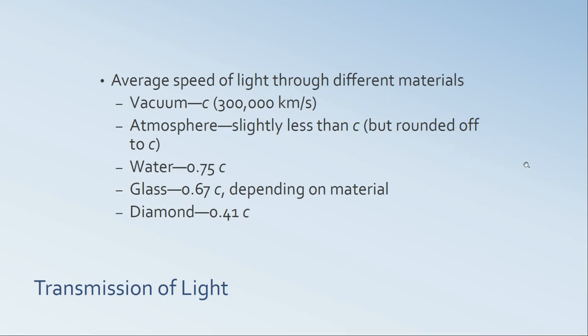If light is going through water, we can see that the speed is not quite c, but it's about 75% of c. Through glass, it's about 67% of c, and this depends on what type of glass we're looking at. Some glass allows light to come through faster, some glass slows it down more. And then diamonds slow light down to about 0.41 c, or 41% of the speed of light in a vacuum.